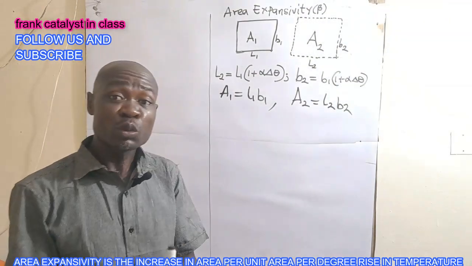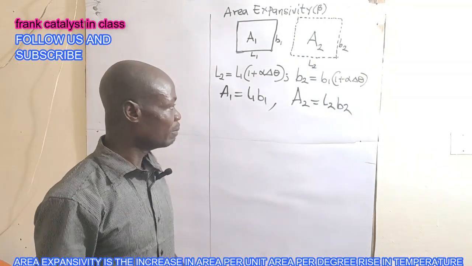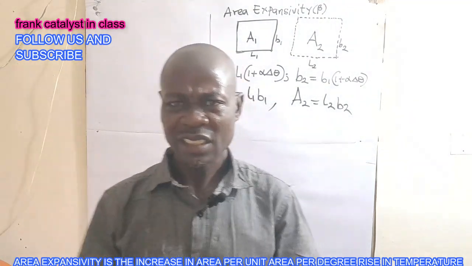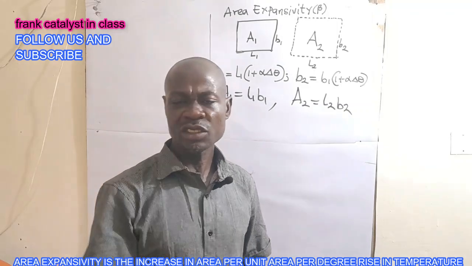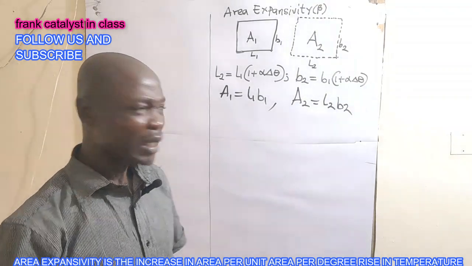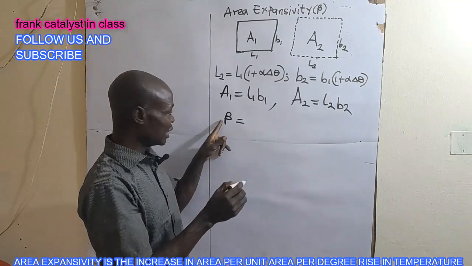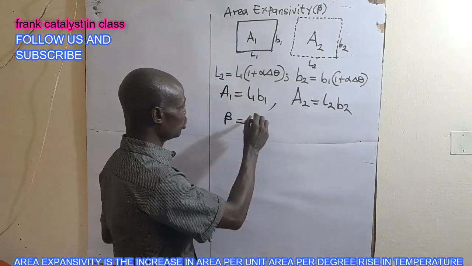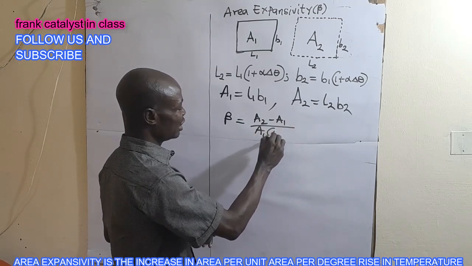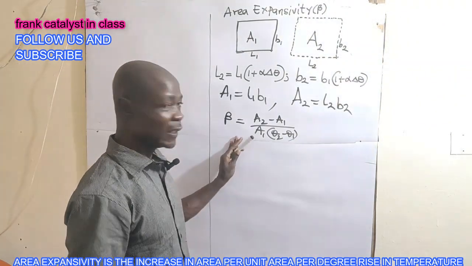Now we are saying that we are going to relate the linear expansivity with what? The area expansivity. So now let us define area expansivity. Area expansivity is the increase in area per unit area per degree rise in temperature. So how do we put that in mathematical form? We represent area expansivity with the Greek letter beta, which is equal to area 2 minus area 1 all over area 1 bracket theta 2 minus theta 1. So this is the mathematical statement of the area expansivity.